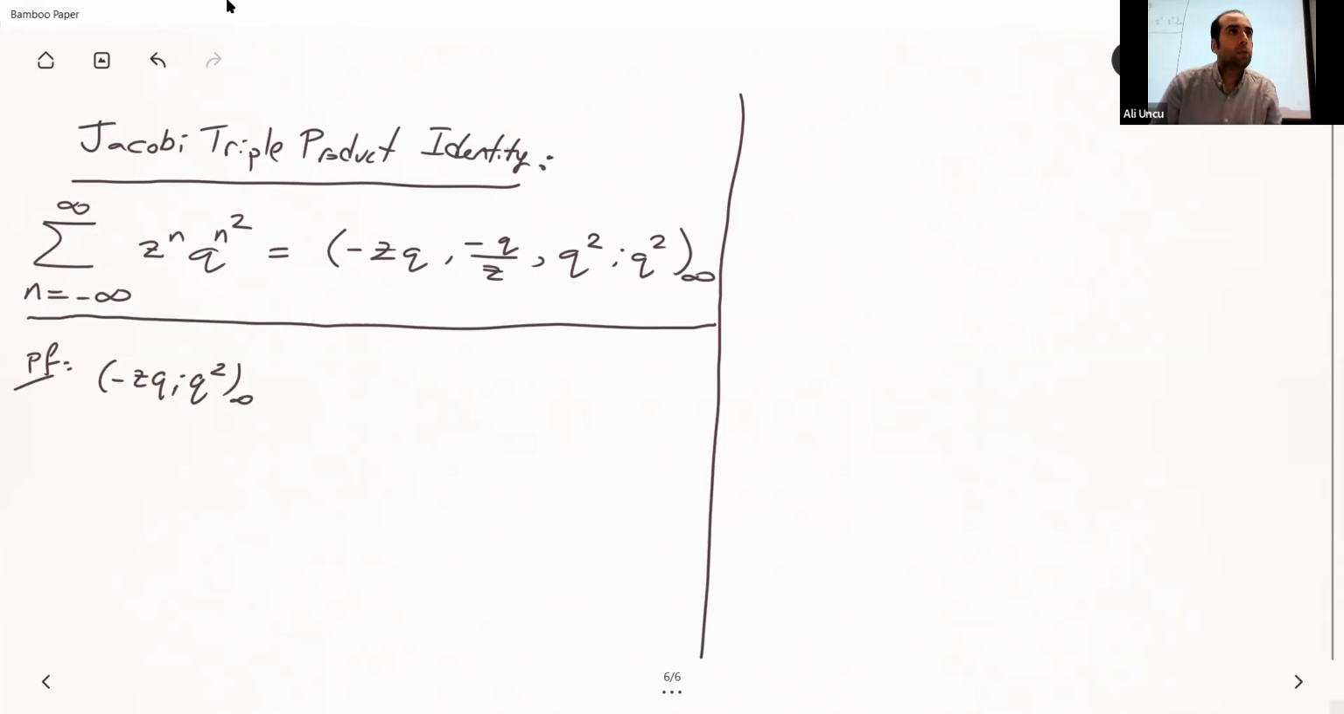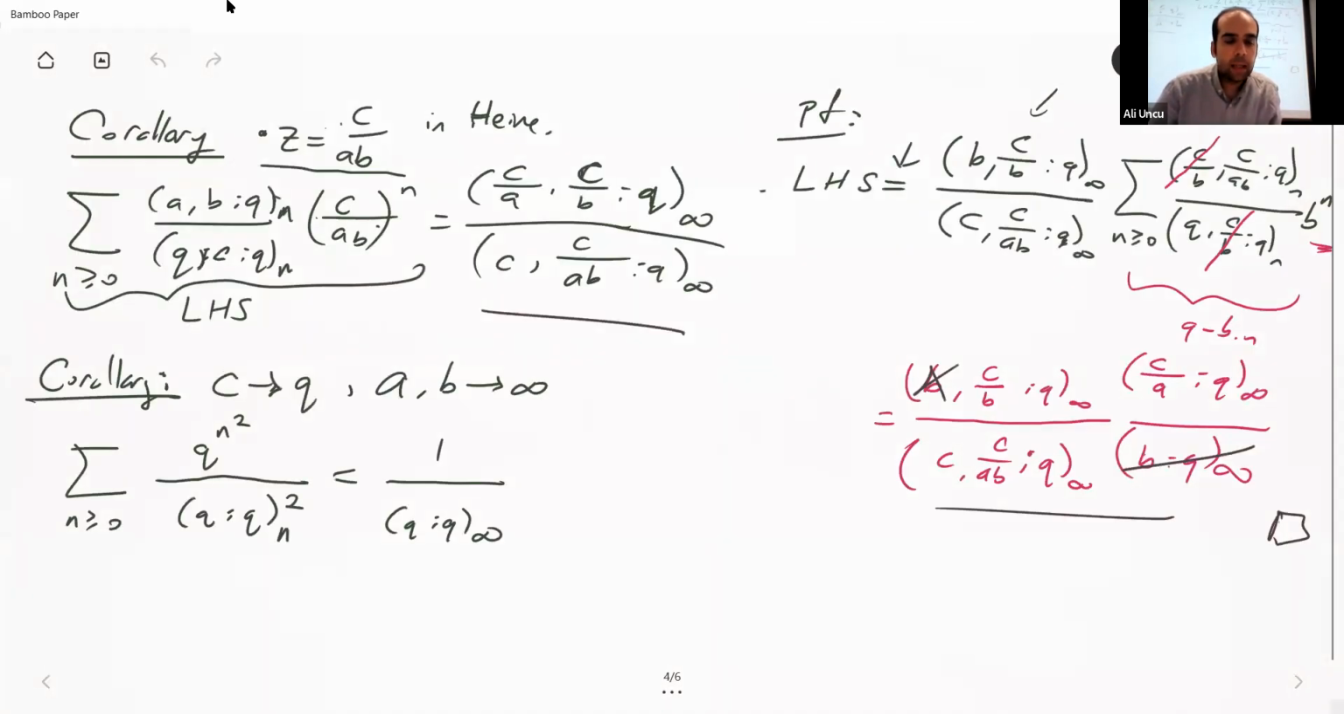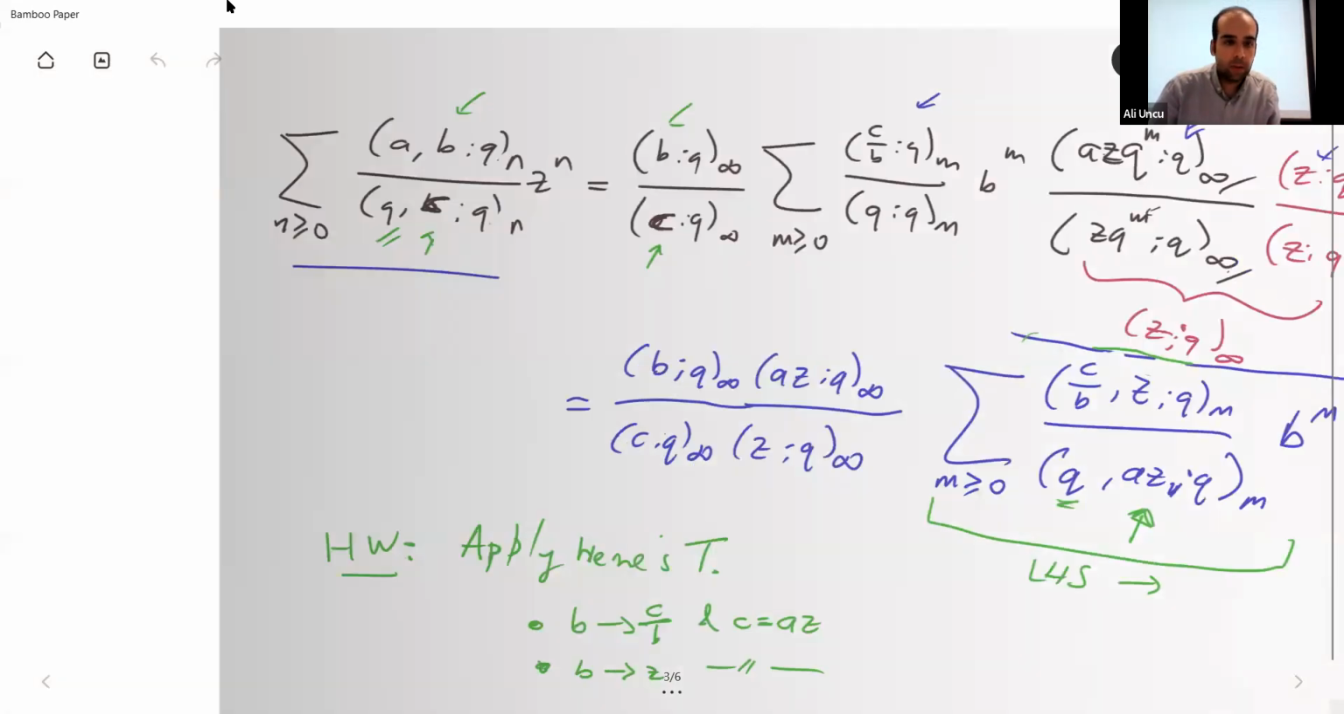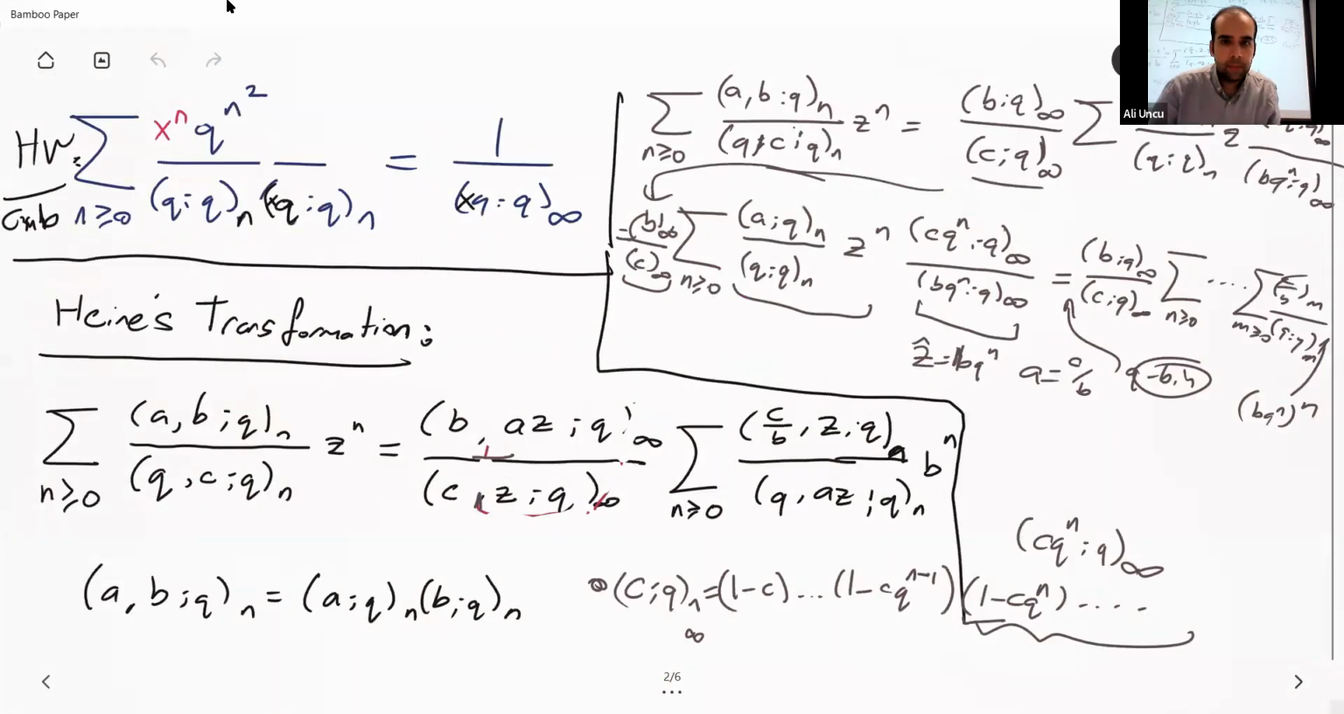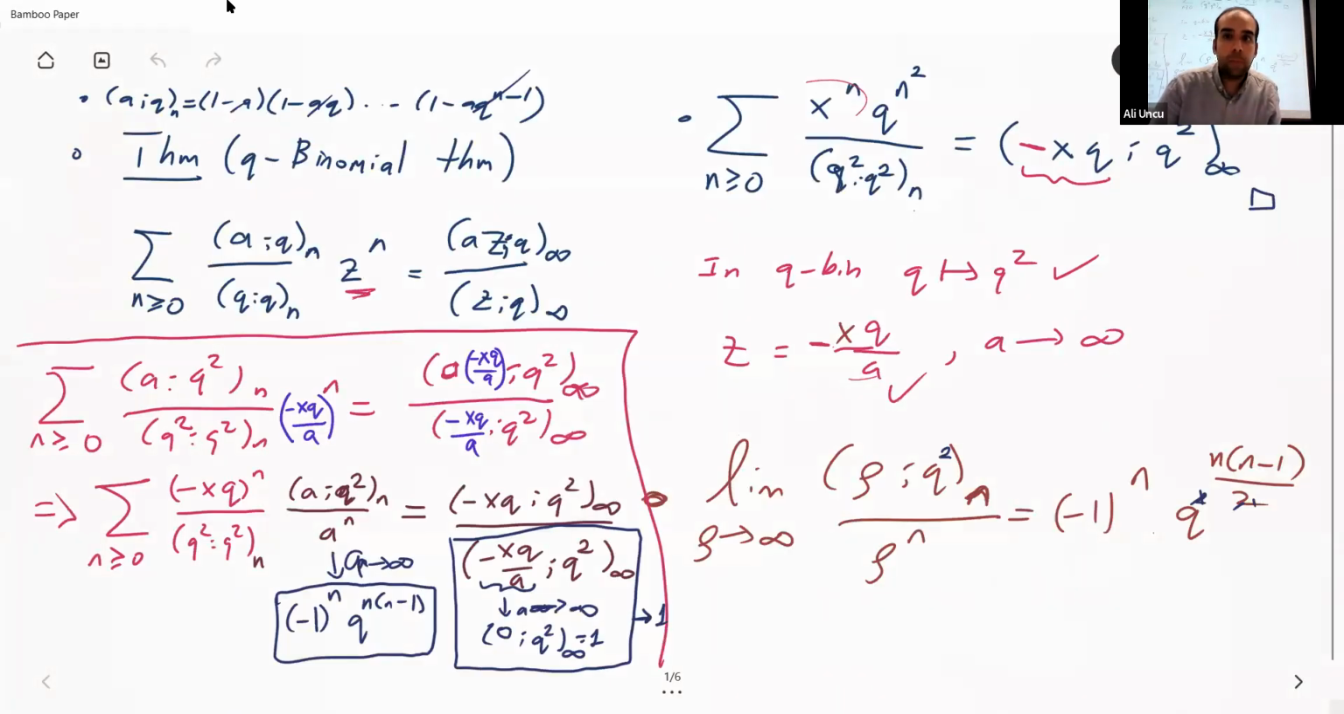This can be written using q binomial theorem, right? Or not even that. We can use q binomial theorem, but that's why I mentioned this term in the beginning. An implication of the q binomial theorem is what I want. I directly want to use this formula. So minus zq, q squared is what I want, right? So I will use this formula. So z to the n q to the n squared divided by q squared n. This is literally what we wanted. We already proved it once today.